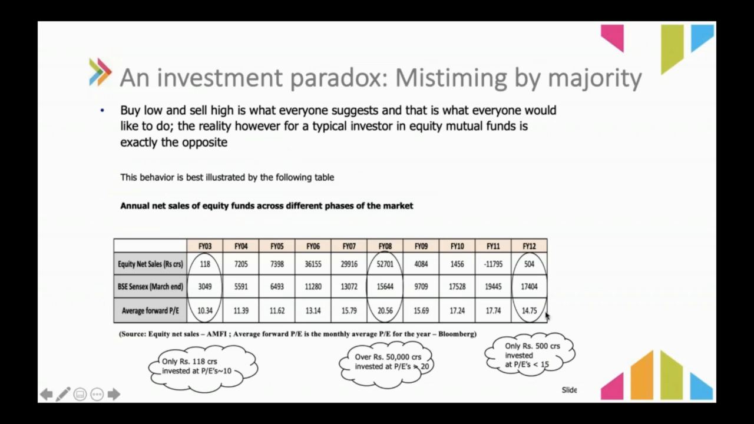The index PE across these years followed this pattern: 10, 11, 11, 13, 15, 20, 15, 17, 17, and 14. So if I wanted to buy low and sell high, I would have put a lot of money into the markets when the PE was at 10, and taken a lot of money out when it was at 20. But let us see what actually happened. When the markets were at 10 or low PEs, only 118 crores was invested, here only 504 crores was invested. At the highest PE, 52,000 crores was invested.